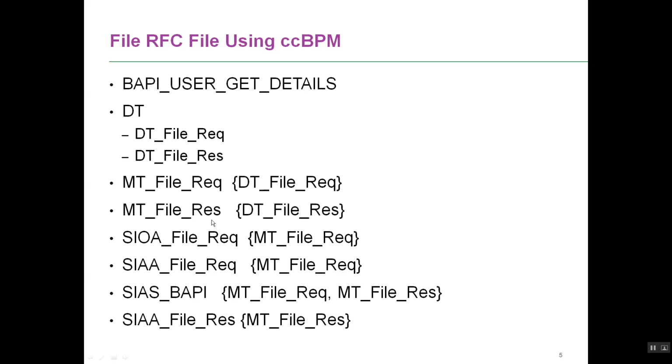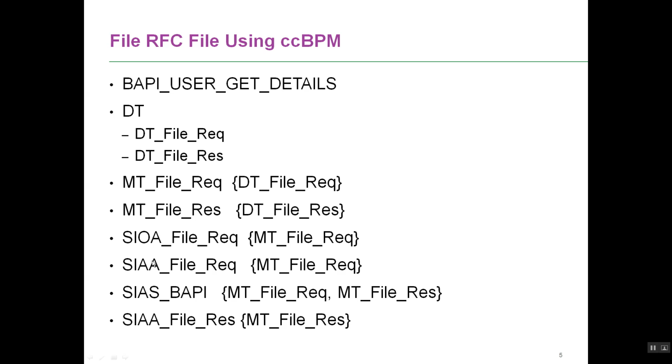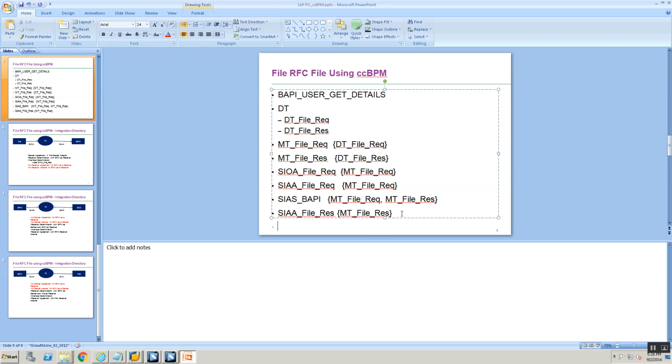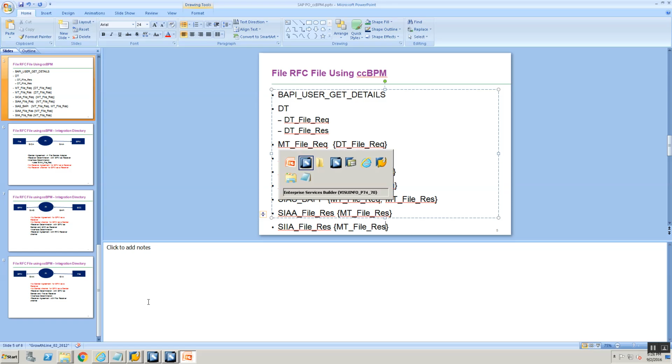How many service interfaces are we going to build? Let's count it here. 1, 2, 3, 4, right? The BAPI is the 5th. 5 service interfaces have to be built. So you will have SIOA, SIAA, and here I missed one, SIIA file underscore response. So you will build a data type, we'll build two message types for the two data types, and then we'll build 5 service interfaces. So let's get started.